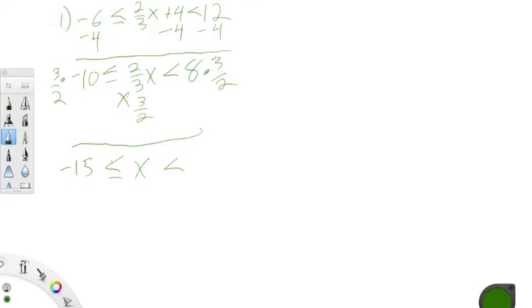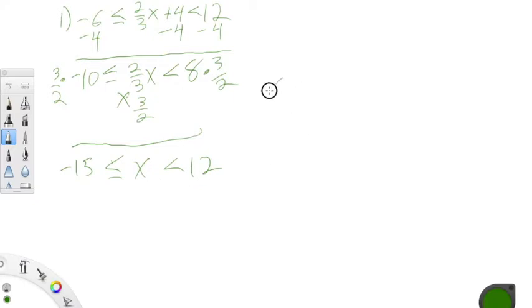8 times 3, that's 24. 24 divided by 2, that's 12. 8 divided by 2, that's 4. 4 times 3, that's 12. Okay, so negative 15 is less than or equal to x, and x is less than 12.